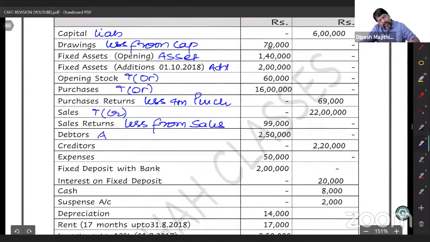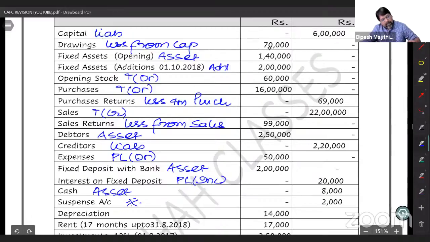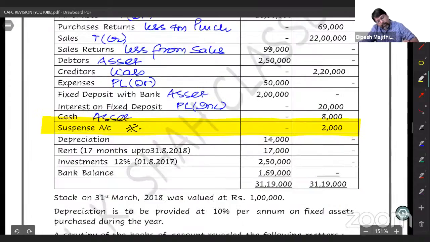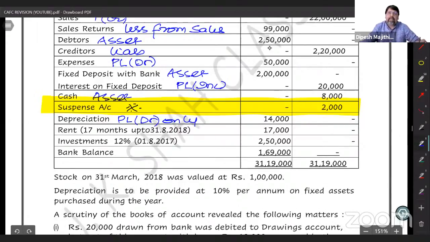debtors will come in asset, creditors liability, expenses PL debit, fixed deposit asset, interest on fixed deposit PL credit income, cash asset, suspense is on the credit side. Depreciation, it is given in trial balance. If depreciation is given in trial balance, it will come in PL debit only. It will not be subtracted from the asset.